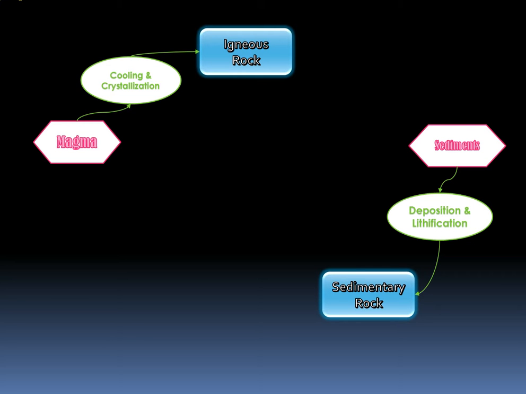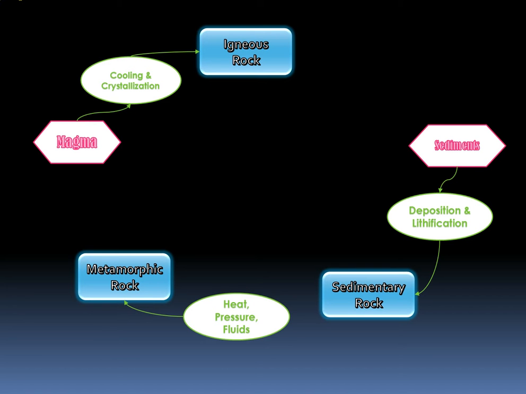And finally, we have metamorphic rocks. Metamorphic rocks are going to form when pre-existing rocks change in response to a change in their environment, such as the temperature or pressure or the chemical environment, which in this case is going to mean fluids.